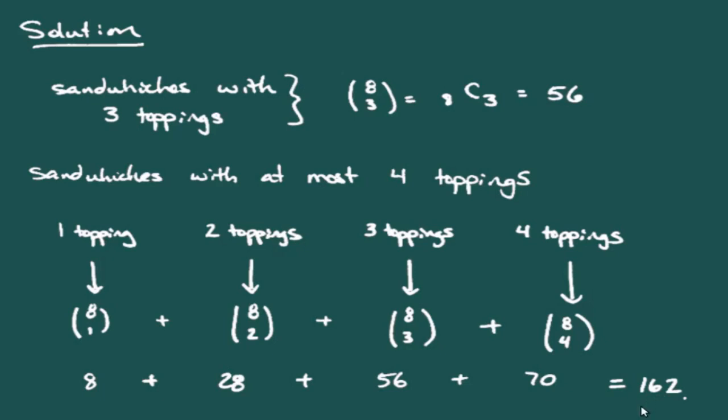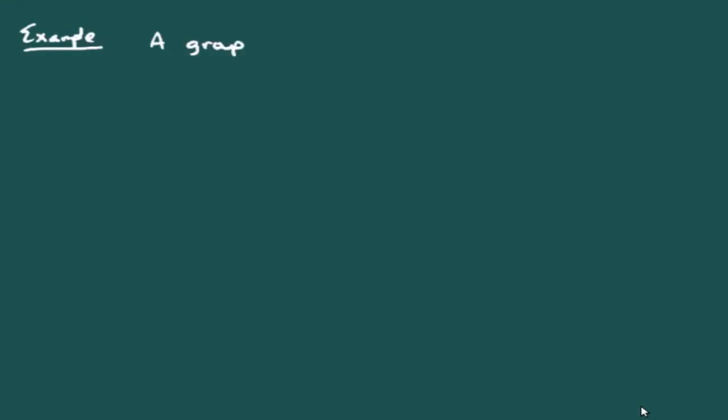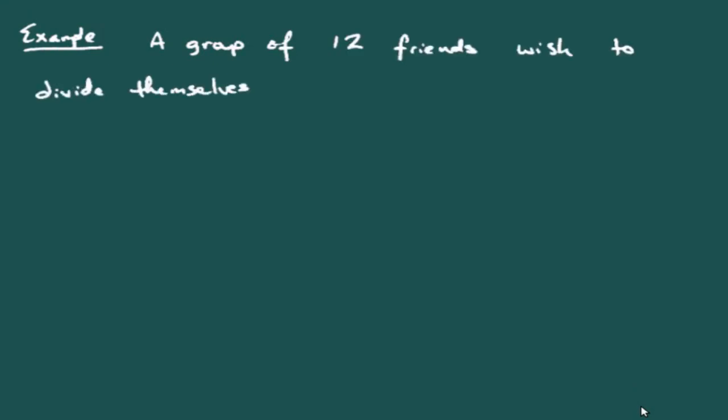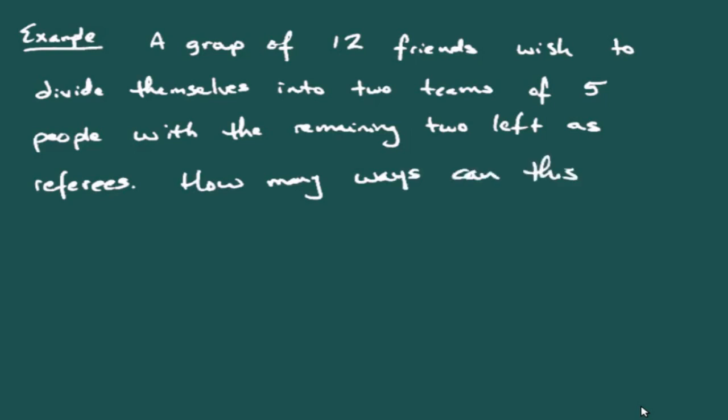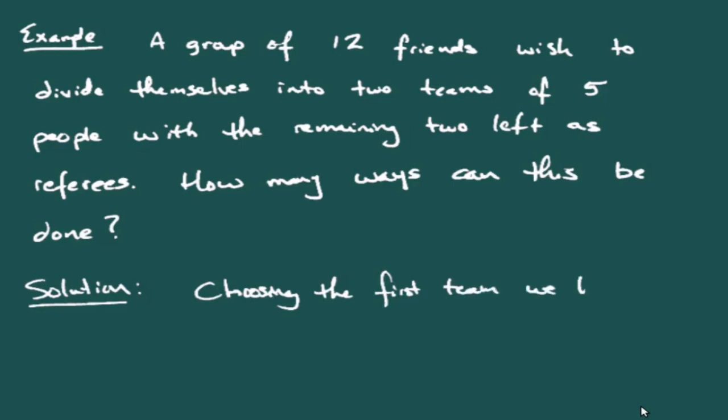And so another example, suppose that we have a group of 12 friends and they wish to divide themselves into 2 teams of 5 people, and the last 2 people remaining will be left as referees. The question is, how many ways can this be done? The solution for this one, suppose we want to choose the first team, well, we've got a total of 12 people and we want to choose 5 of them. So 12 choose 5, plugging that into the calculator gives us 792 ways.